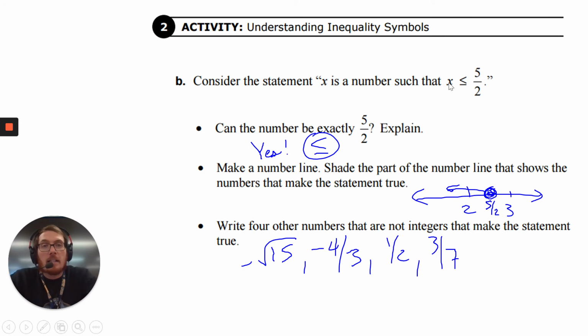The next one says x less than or equal to 5 over 2. So can it be that? And the answer is yes, because it has the line to represent equal to underneath. It would be a filled in circle and then going to the left. Again, if you're looking for non-integer numbers, so I got some rational numbers here, as long as they're less than 5 over 2, and then an irrational one. As long as it's a negative square root, it's going to be less than 0 no matter what, so it would work automatically.